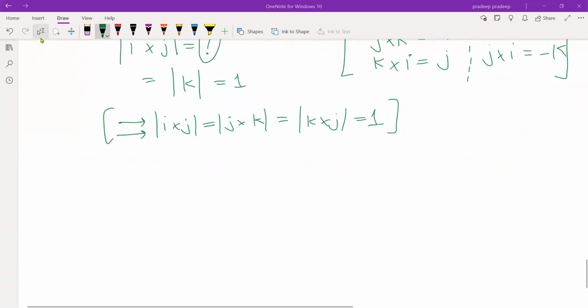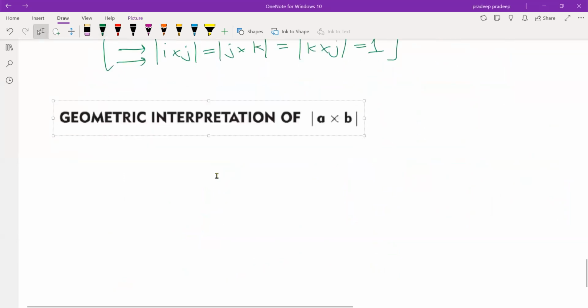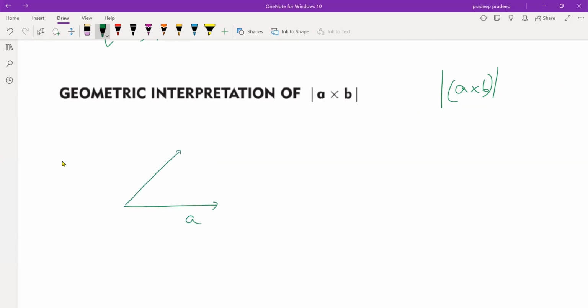So now please write down the next title from vectors. It's called the geometrical interpretation of A cross B, or rather, what is the physical significance of A cross B? Or rather, the magnitude. A cross B is a vector which is perpendicular to both A and B. But if I take the magnitude, it has a special significance. Let's say I have a vector A in this direction and B in this direction, and we are trying to find A cross B and figure out the magnitude of that vector as well.